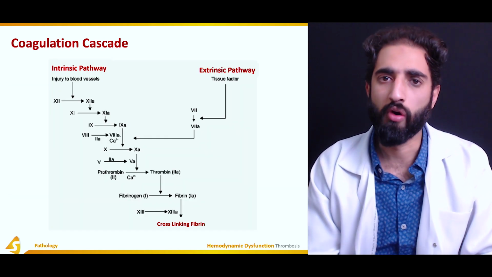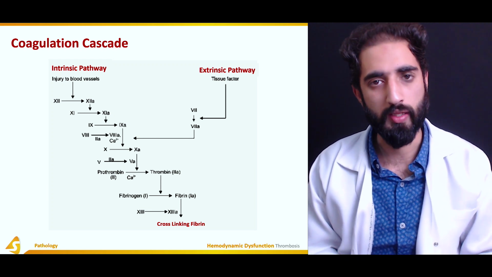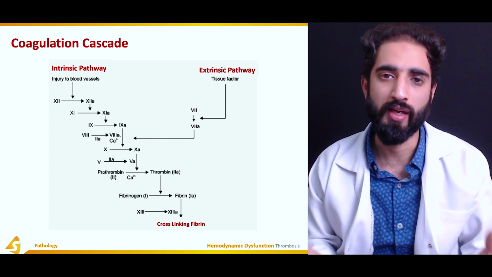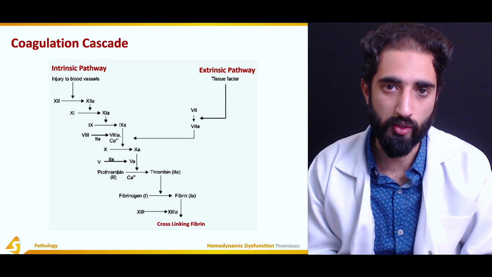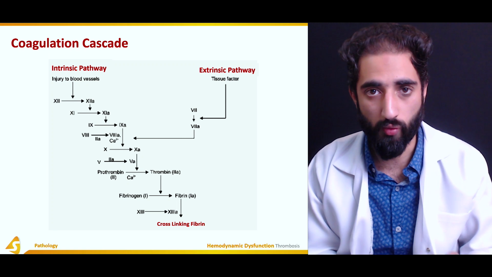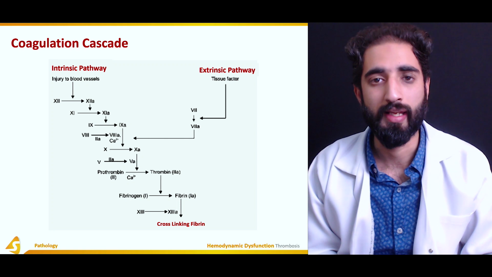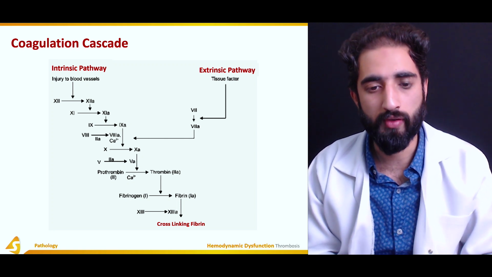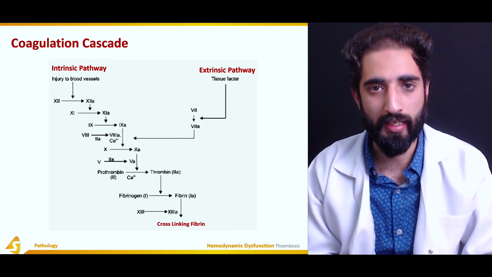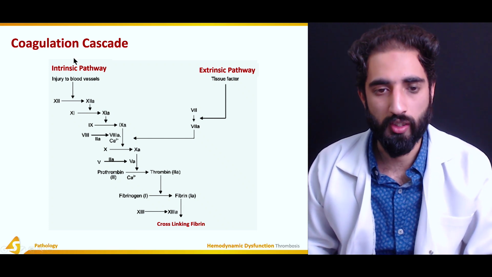The third component was the coagulation cascade, which has two pathways. It can be either via the intrinsic pathway or the extrinsic pathway. In the intrinsic pathway, the stimulus is, for example, injury to the blood vessels, and it starts off from component 12, which is converted into component 12A, which stimulates component 11 and converts it into 11A, which stimulates component 9 and converts it into 9A. Up till here, this was the intrinsic pathway.